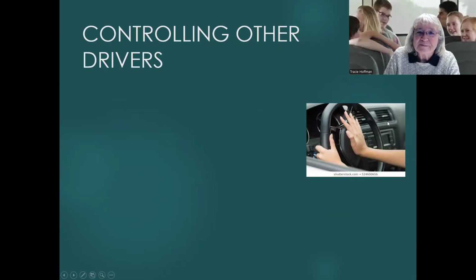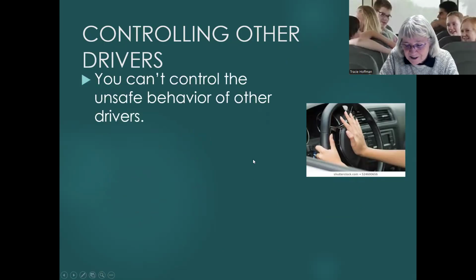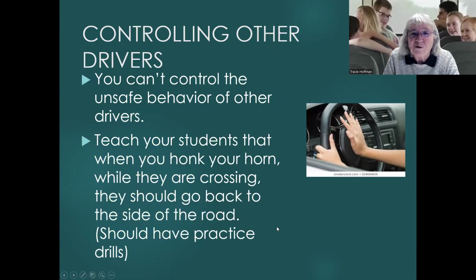Controlling other drivers. Here's that signal we give other drivers when we're frustrated with their behavior. Here's the reality: you can't control the unsafe behavior of other drivers. Yes, you can express your frustration, but ultimately we can't control their unsafe behavior. Please teach your students that when you honk your horn while they're crossing, they need to go back to the side of the road they started from. That will protect them if you have other drivers running your reds while you have students crossing.